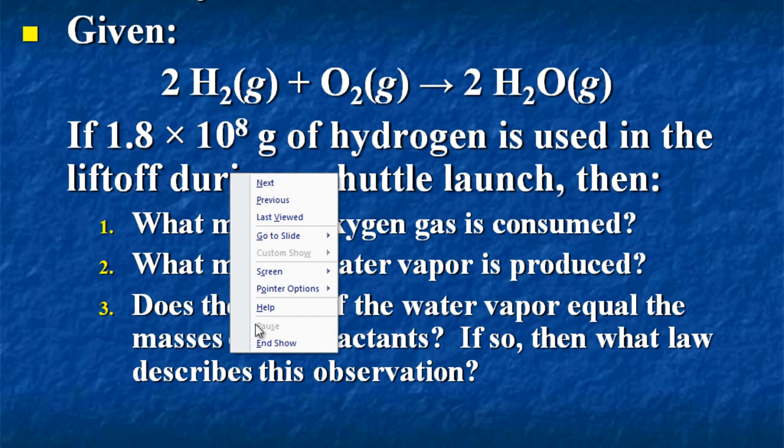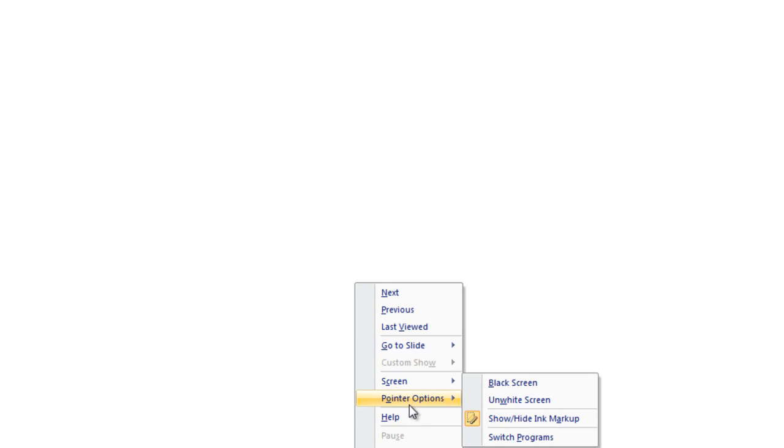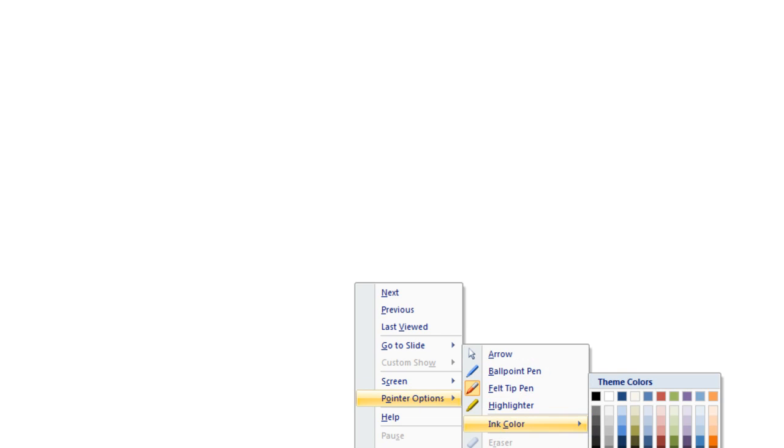Let me pick up a new screen. So I have 1.8 × 10^8 grams of H2. That's what I have. I need to convert that to moles. What do I need to do? Molar mass of H2. What is the molar mass of H2? 2.016. Okay, what do I do with it?